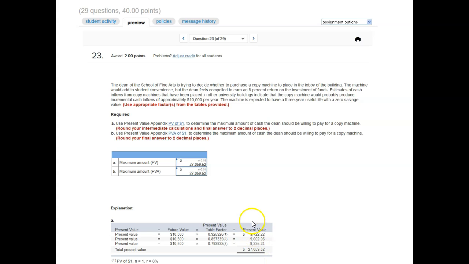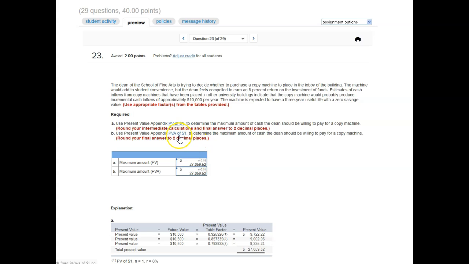And they're asking the question, to determine the maximum amount of cash the dean should be willing to pay for the copy machine. That'll be the present value. That's the maximum you want to pay. You don't want to pay for more than the present value of all the future cash inflows.